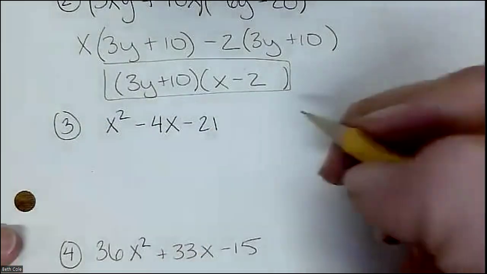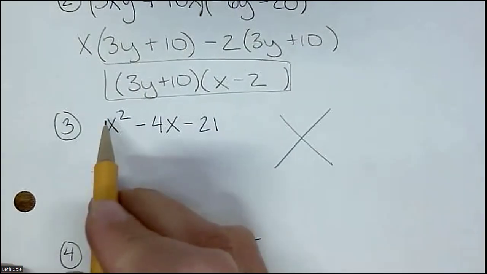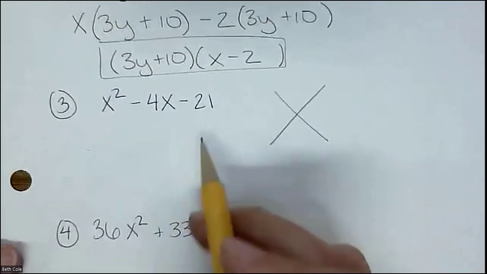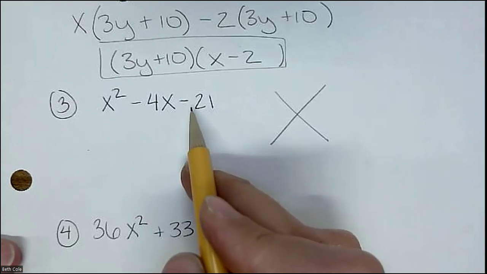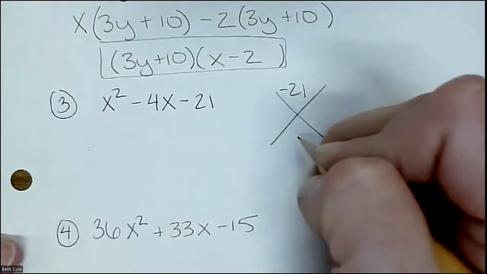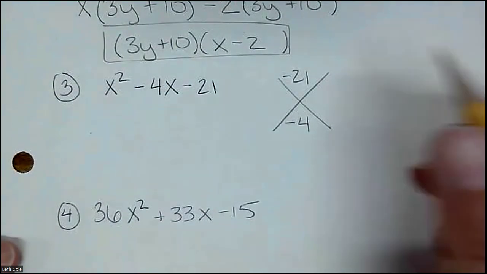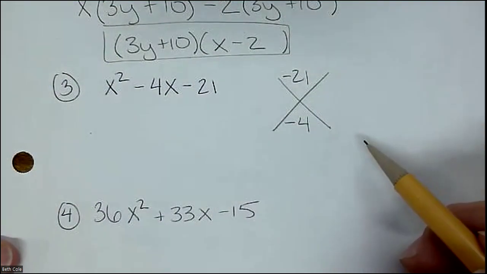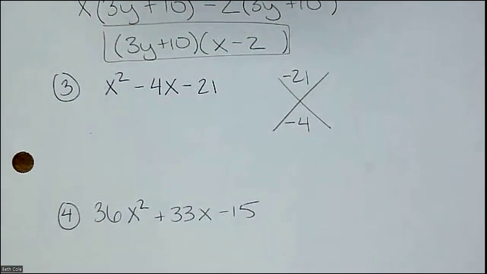This is your regular trinomial. It's going to be the Xbox thing. This is one of the simple ones because there's not a number out front. Whenever you do this, you're just going to get your answers. So negative 21 goes on the top, negative 4 goes on the bottom. So you need to come up with numbers that multiply to be 21, add or subtract to be 4.